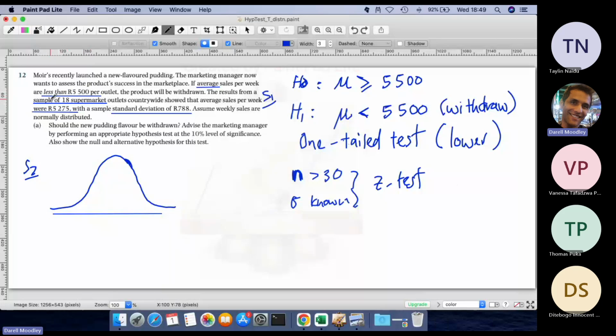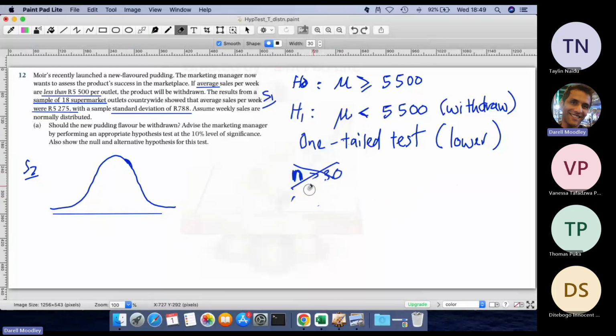But if you read the text, your sample size is 18. That means your n is less than 30, so already one of them is not satisfied. So I don't use the Z test. I have to use the T test, so I'm going to use the T distribution. And I'm going to show you how to use that distribution.